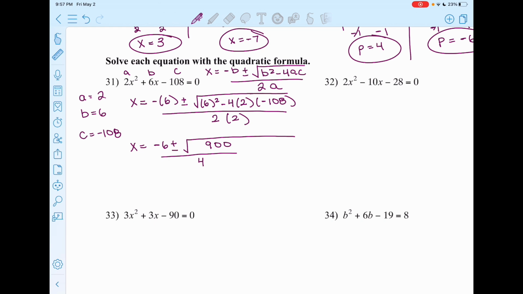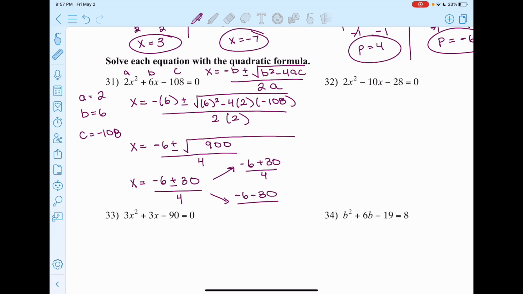If you use your calculator, 900 is a perfect square. The square root of 900 is 30. So I'm left with negative 6 plus or minus 30 divided by 4. And remember, this is two answers. I could have negative 6 plus 30 divided by 4, or negative 6 minus 30 divided by 4.